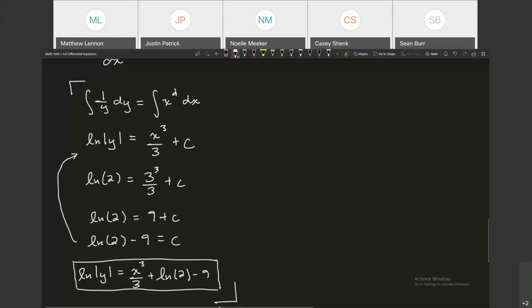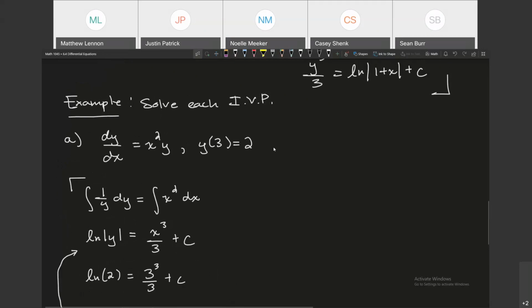Okay, let's go ahead and look at another initial value problem. I think I can fit this on the same page. So let's say B. We have dy over dx is equal to e to the 2x over y squared, and the point it passes through, y of 0 is equal to 3.